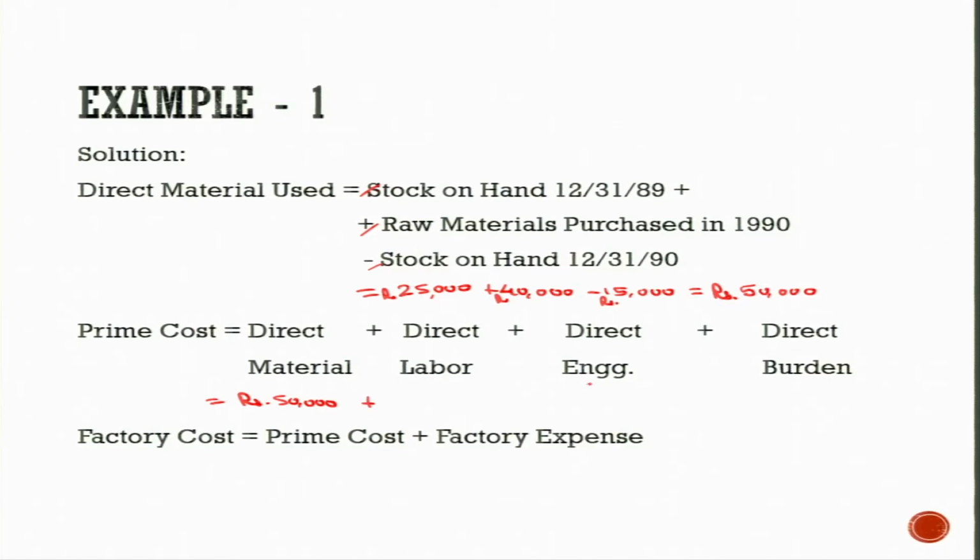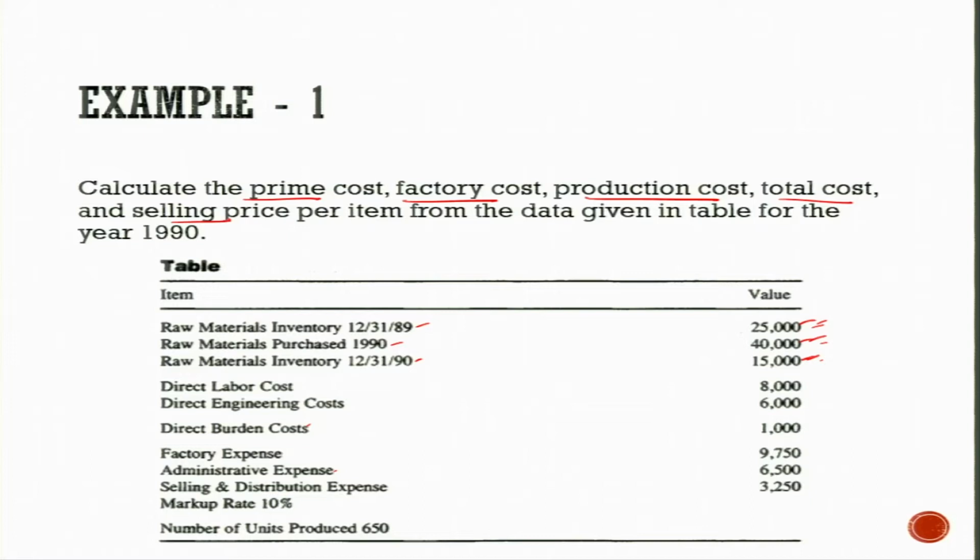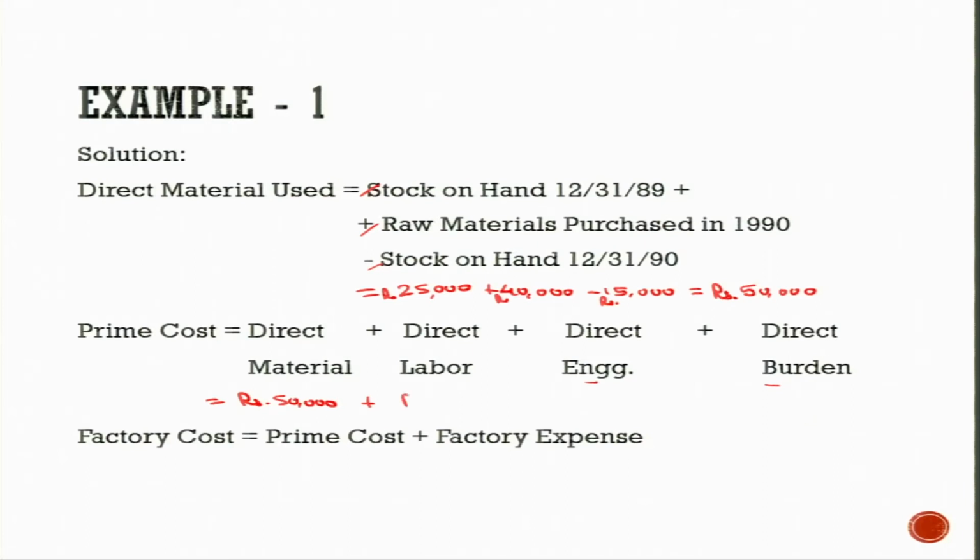plus direct labor plus direct engineering cost plus direct burden. Direct labor cost here in the table is 8,000. Then direct engineering cost is 6,000, direct burden cost is 1,000. Let us put these costs here: rupees 8,000 as our direct labor plus direct engineering cost which is rupees 6,000 plus direct burden which is rupees 1,000. So, 50 plus 8, 58 plus 6 is 64, plus 1 is 65. So, it is rupees 65,000.